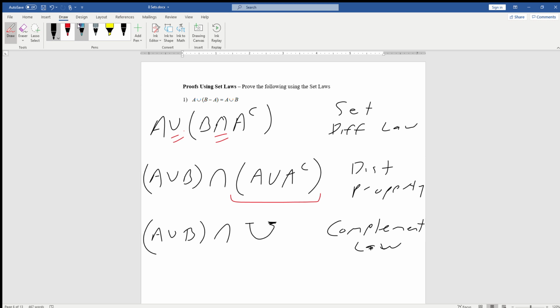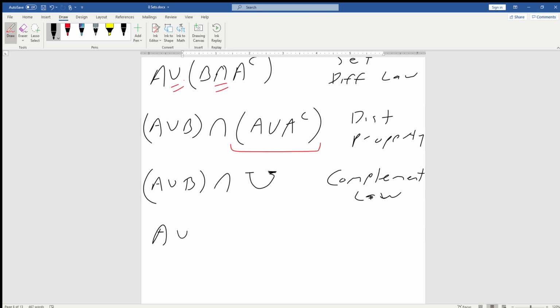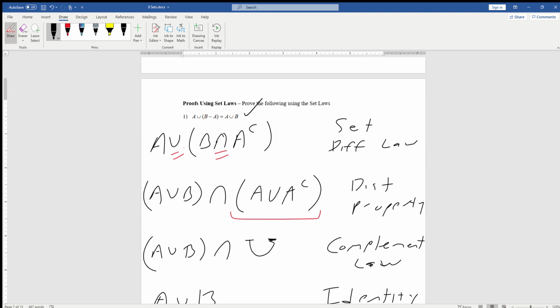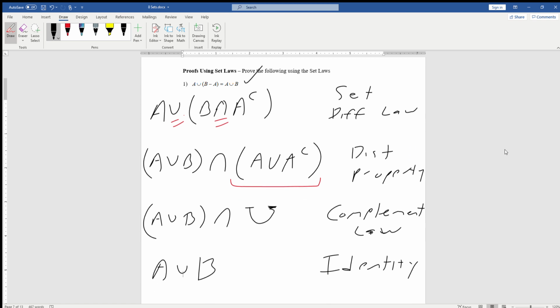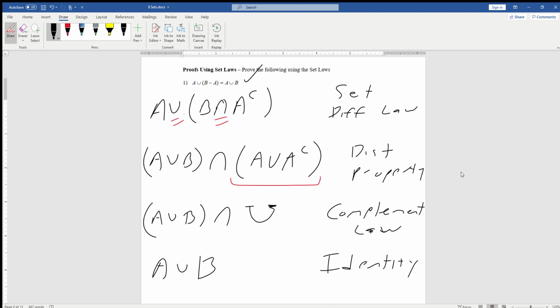We take a look down the list for something that might have the universe, and it looks like the identity law is probably going to be the last one that we need for this. So that gives us A union B, and that's by identity. And clearly that's what we needed. If we go back up to the top, we've shown that by utilizing these steps, it is equal to A union B.